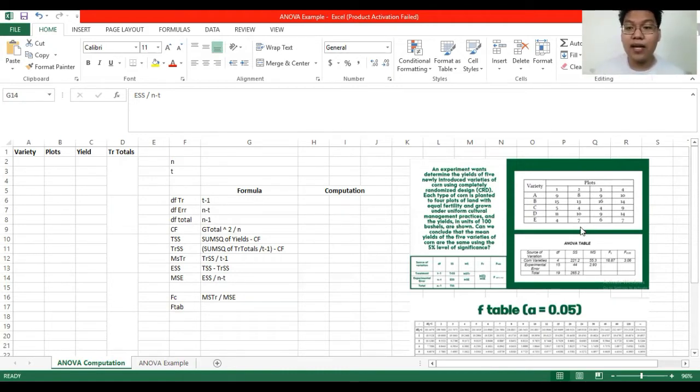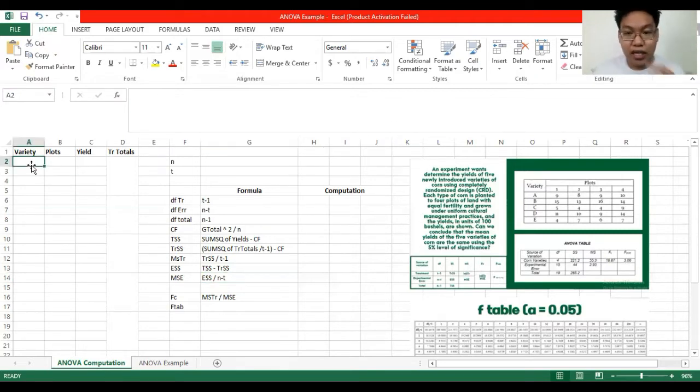So this table right here, the table showing the varieties and plots, these are your results. These are the values in units of 100 bushels. Yeah, so what we first need to do is to arrange our data. So how will we arrange our data? This is how I do it.